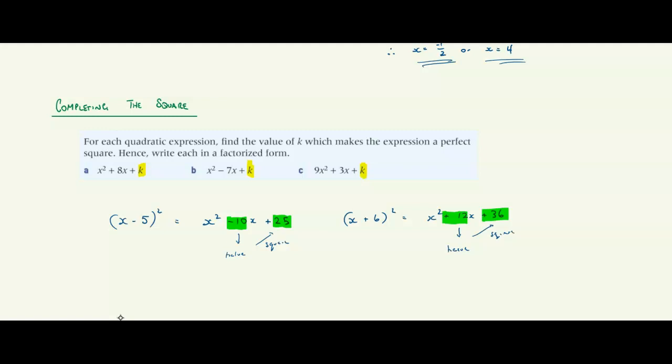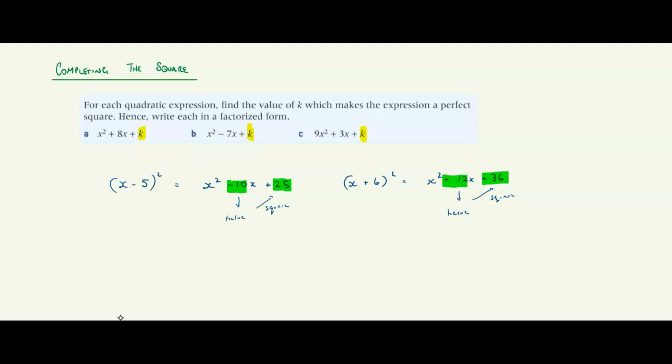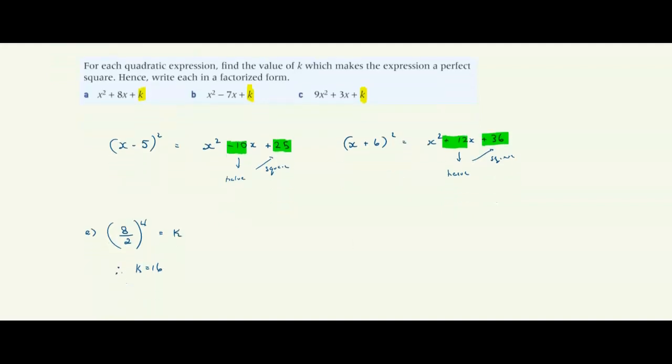Now that's a feature of any perfect square. So that's what we're going to use in this example. We're going to halve our 8. So in a, we're going to take 8, we're going to divide it by 2, and we're going to square it, and that's going to give us our k. So therefore, k is equal to 16 in this first case. And that would result in x plus 4 all squared.